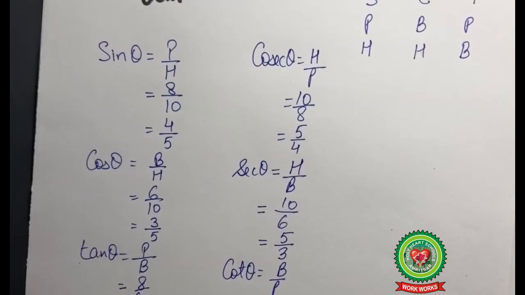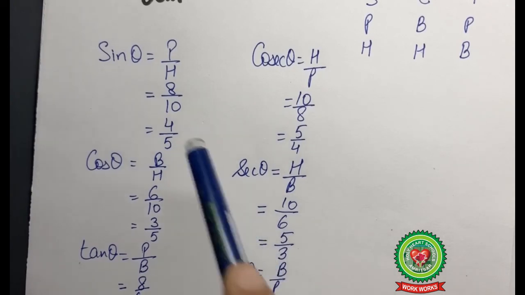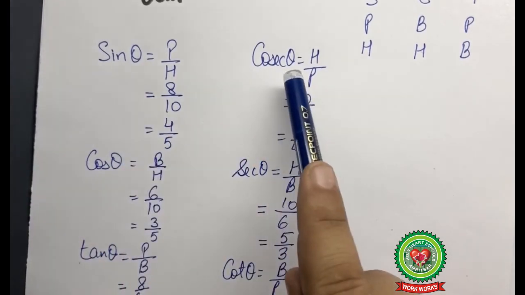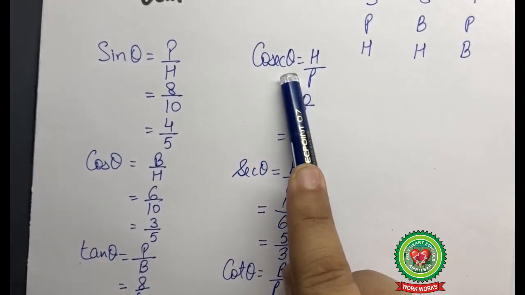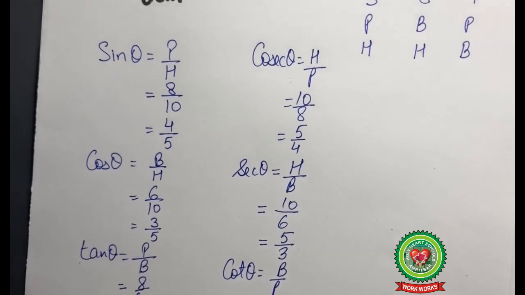Now, for the other 3 T ratios, we know that they are the reciprocals of these 3 ratios. The reciprocal of sine theta is cosecant theta, which is equal to H upon P. So on substituting the values and doing the cutting, we get the answer as 5 upon 4.